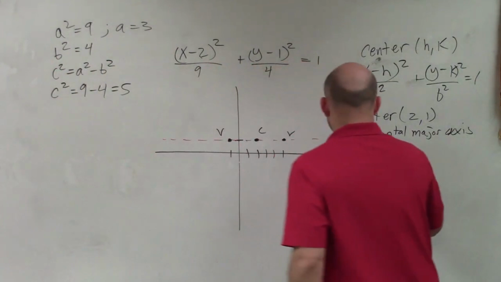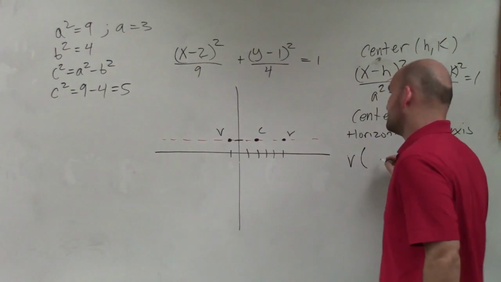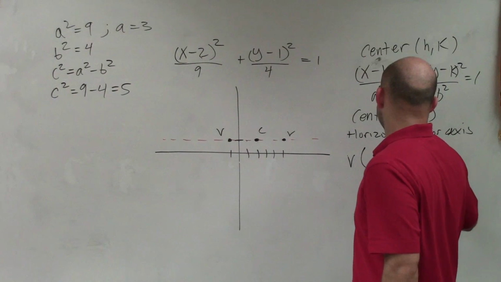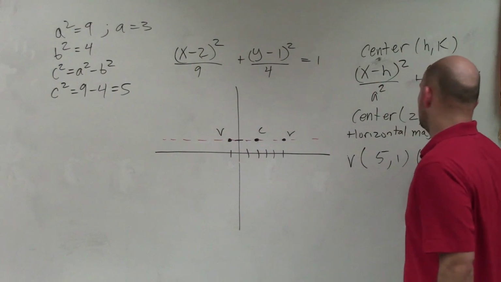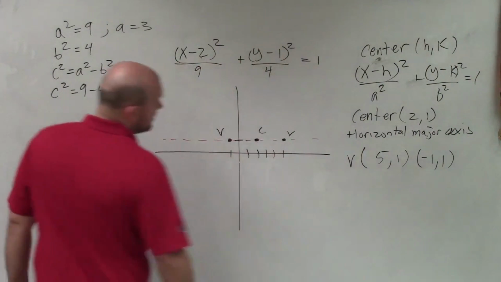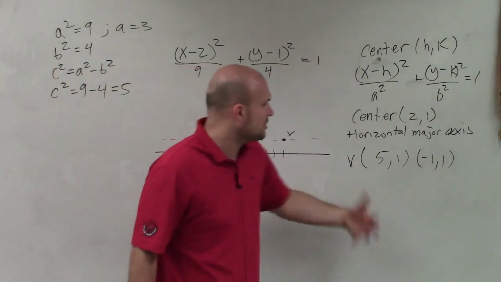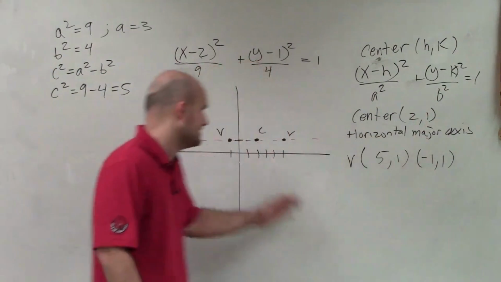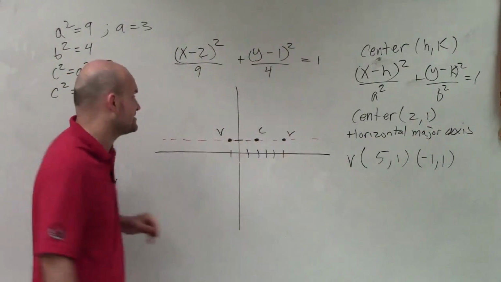So I have my vertices are now at (5, 1) and (-1, 1). All right. And one thing that's very important is notice that the center, the vertices, as well as the foci are all going to have the same y coordinates because they all lie on that major axis.